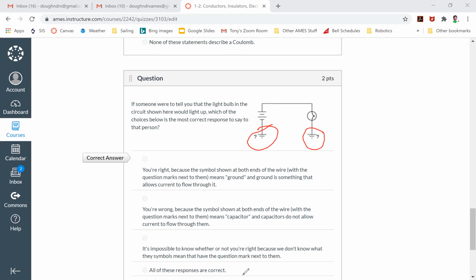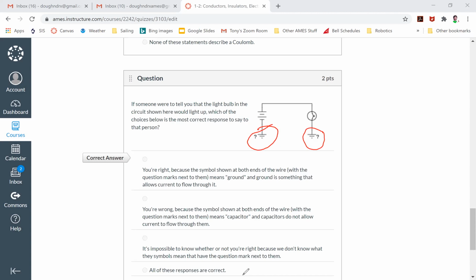So somebody who thinks they know what this symbol means, can you unmute yourself and tell us what you think this symbol means? It's a ground symbol. It's ground, okay. What does that mean in terms that a beginner could understand? What does ground mean? It just allows current to flow through it.